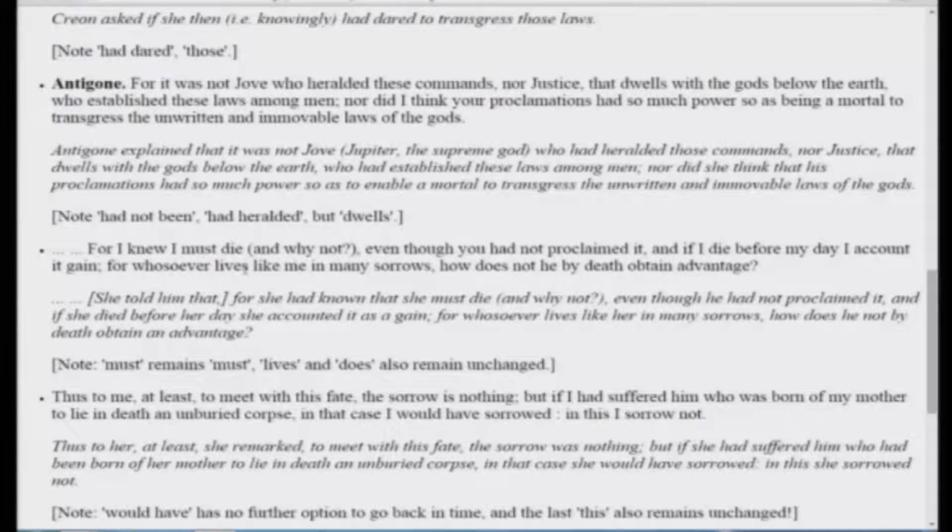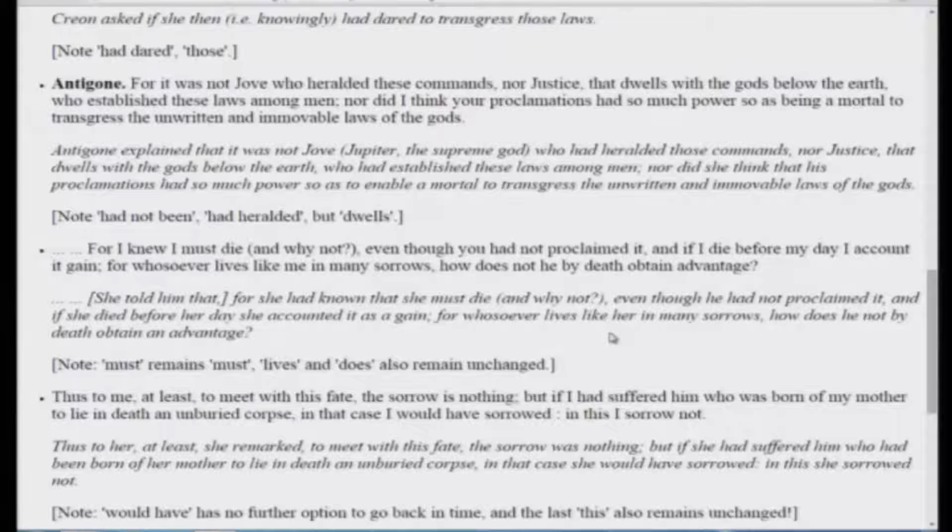For I knew I must die, even though you had not proclaimed it. And if I die before my day, I count it gain. For whosoever lives like me in many sorrows, how does not he by death obtain advantage?